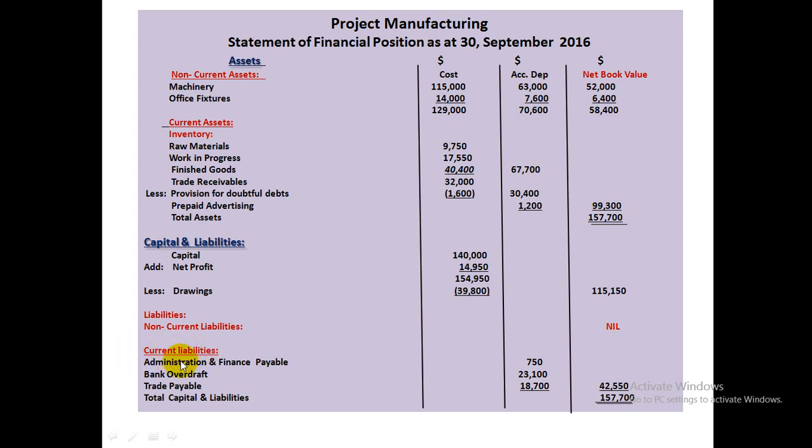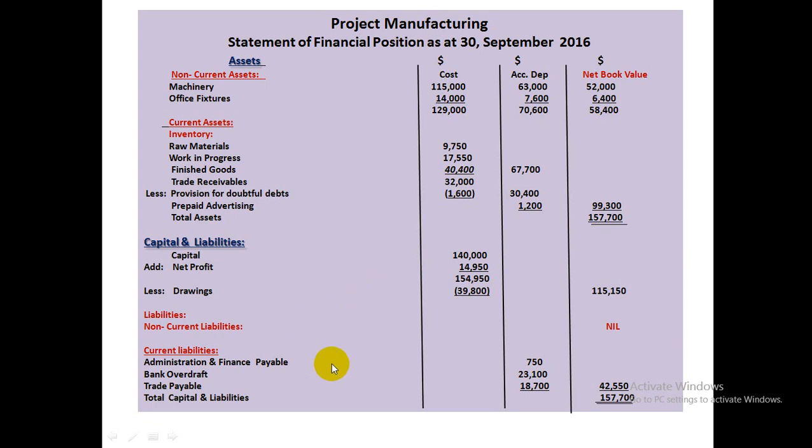Let's work on the current liabilities portion. Administration and finance payable, the amount which we still owe, we had not paid, is a liability on us, will be written here. Bank overdraft is a current liability, trade payable is a current liability. All these current liabilities will be added and listed here.